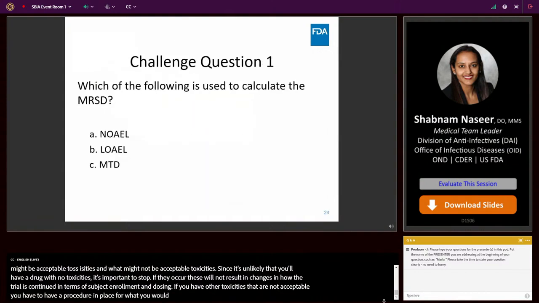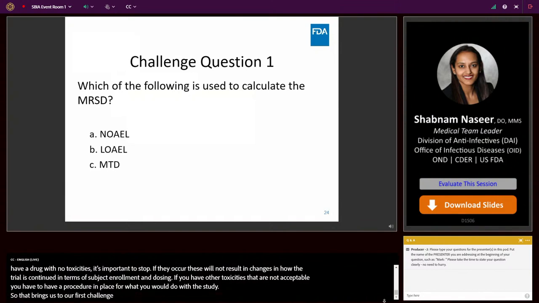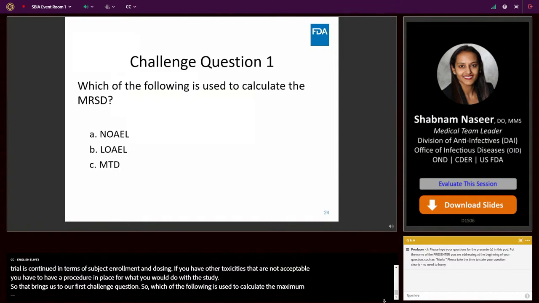So that brings us to our first challenge question. Which of the following is used to calculate the maximum recommended starting dose, or MRSD? So the answer here is A, which is the NOEL, and we talked about this on several slides previously. So I hope you got that one right.